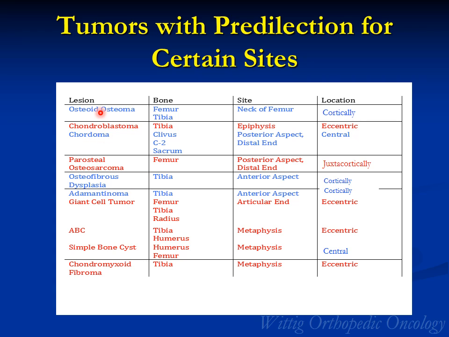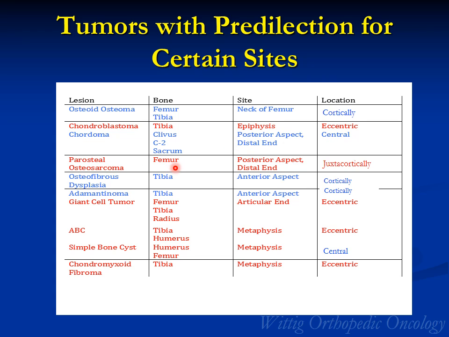Here are some tumors with predilections for certain sites. Osteoid osteoma tends to affect the femur and tibia most commonly. The most common site is the neck of the femur, usually located centrally in the neck. Chondroblastoma is most common in the tibia and in the epiphysis, usually eccentrically in the epiphysis. Chordoma tends to affect the sacrum, C2, and the clivus. It usually occurs in the posterior aspect of the clivus or the distal end of the sacrum, and it arises centrally.